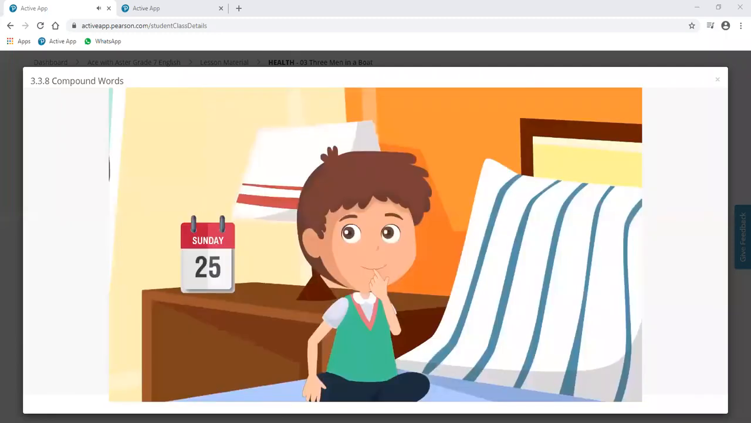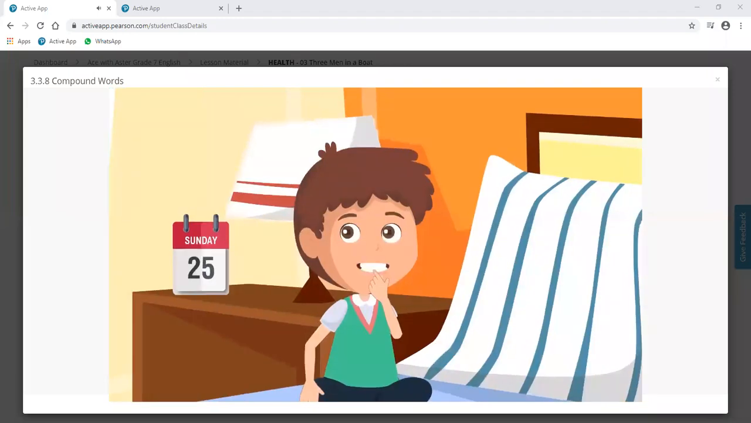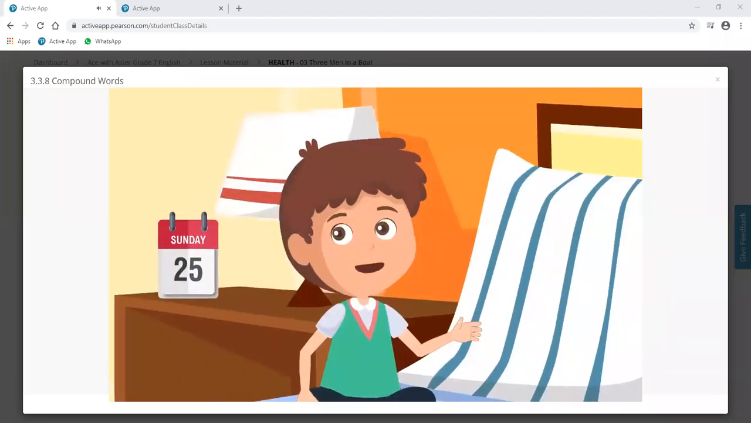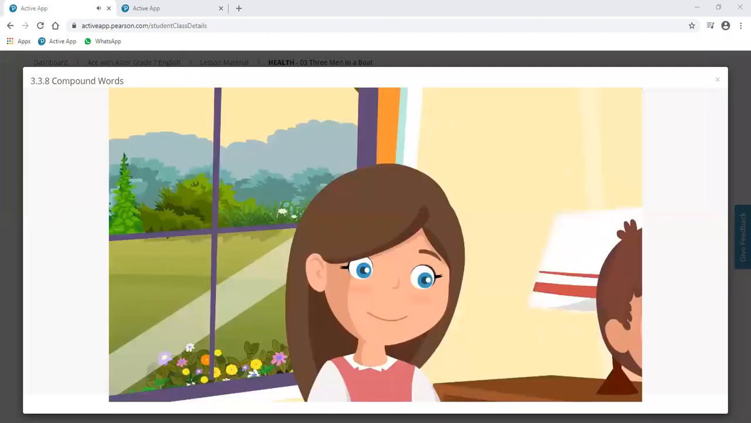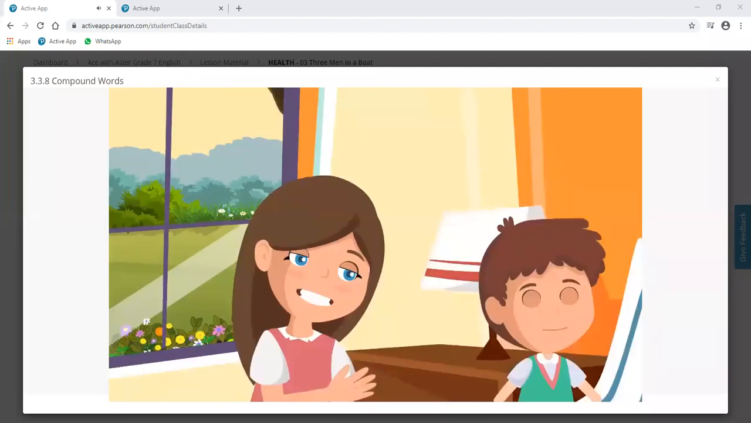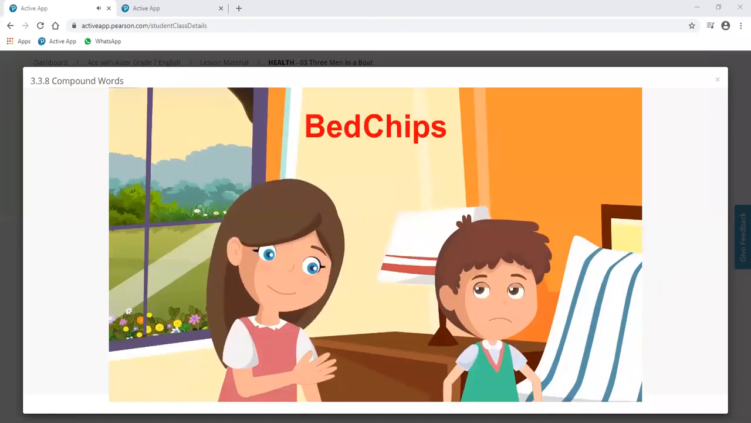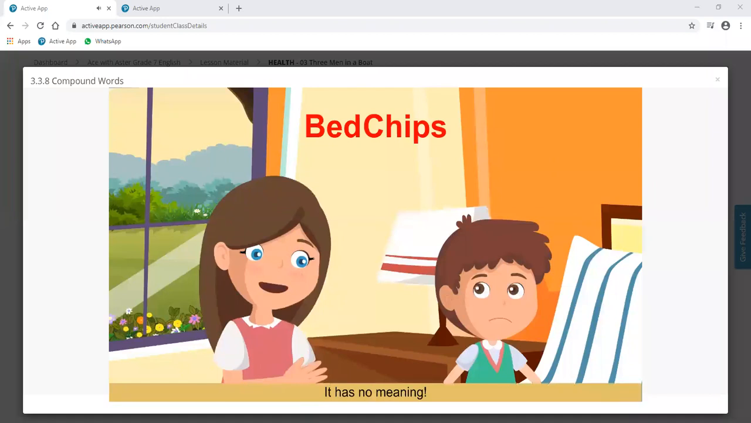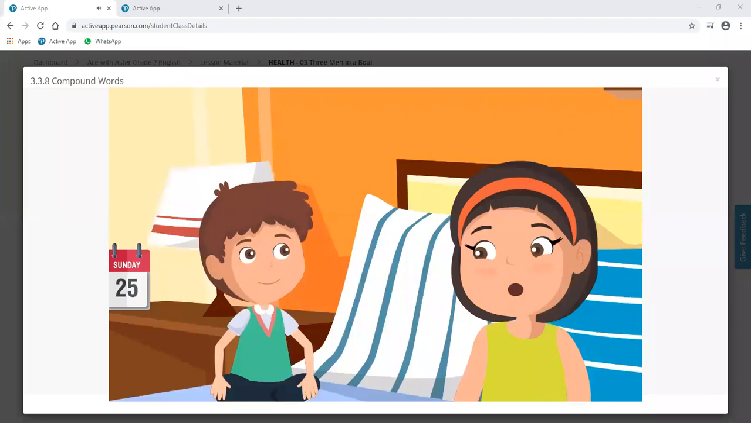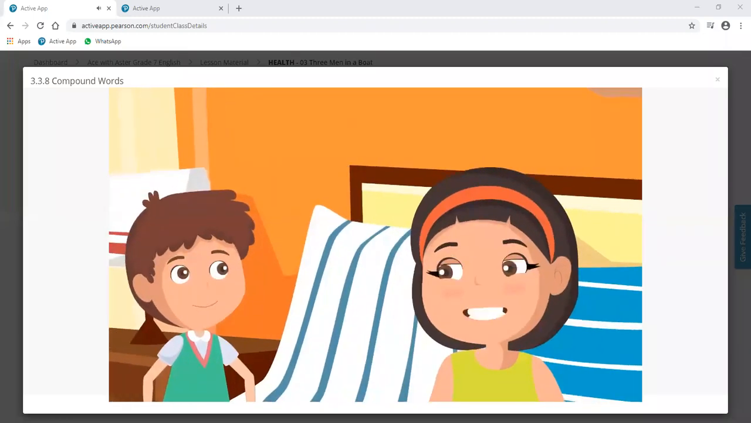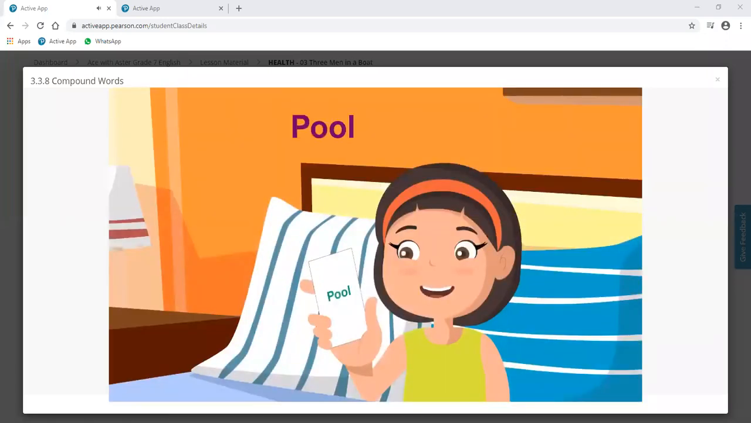Oh, so I can join any two words to make a new word. Like bed and chips. No, Raju. Bed and chips form the word bed chips. But that's not a word. It has no meaning. Oh, I didn't know that. Oh, don't worry, Raju. Let's check out some other compound words. For example, the words pool and side make a new word.